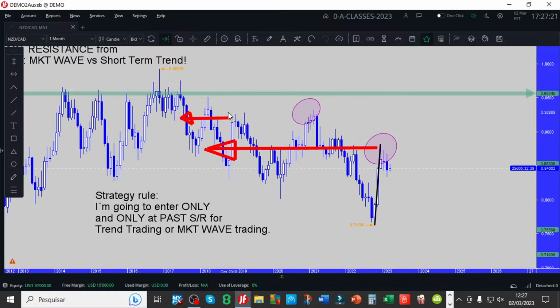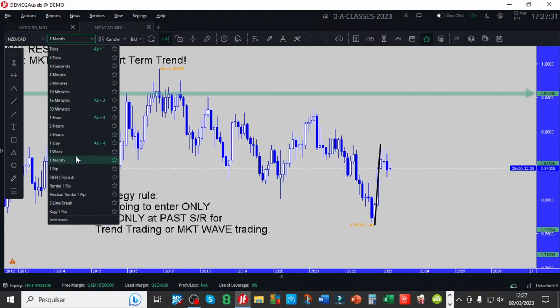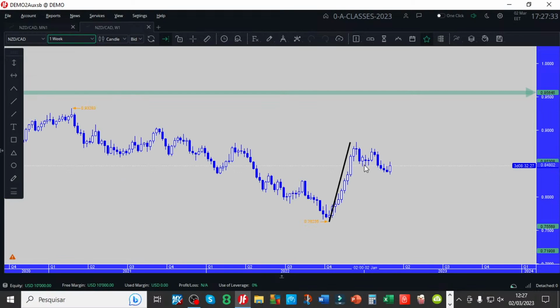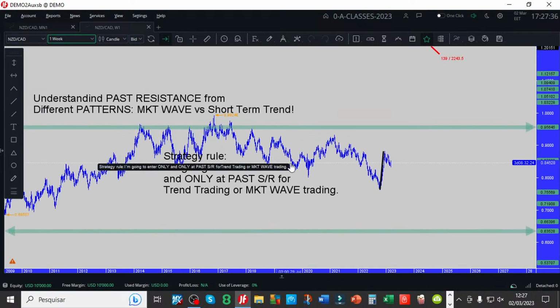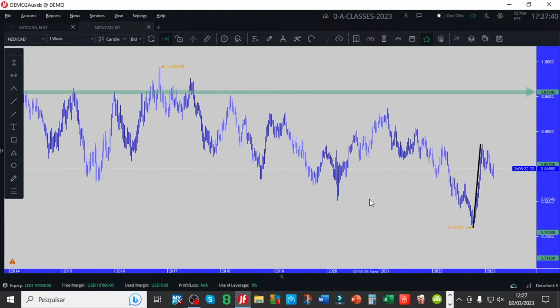Now, we are going to clone chart. Let's go on the weekly, everybody. On the weekly, there you go. On the weekly, we are going to zoom out. From the weekly, same story, right? Same story from the weekly.